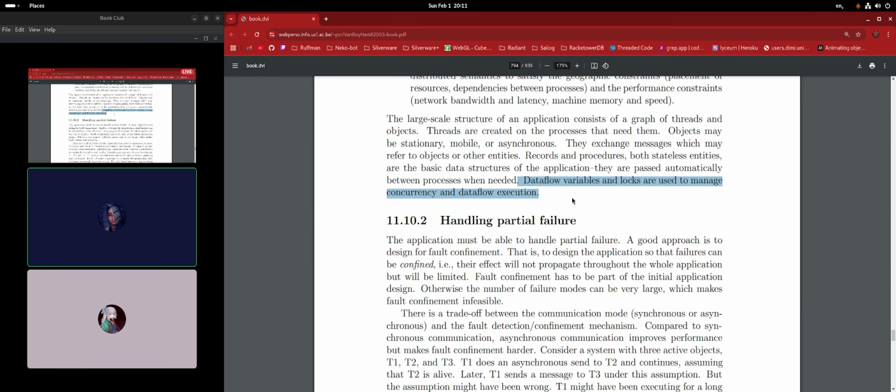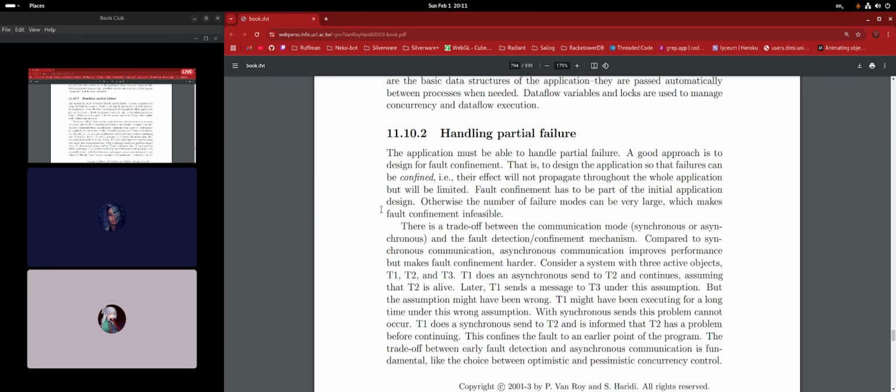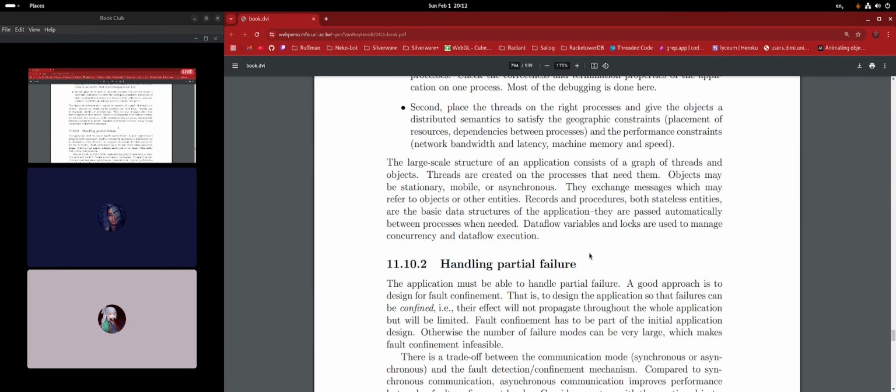Yeah, all of this we already know. The application must be able to handle partial failure. Fault confinement has to be part of the initial application design. Yeah, this is something that is very important and kind of understated in this paragraph. When we say that fault tolerance needs to be taken into account when you go to a distributed setting, this means that you have to think about that from the get-go.